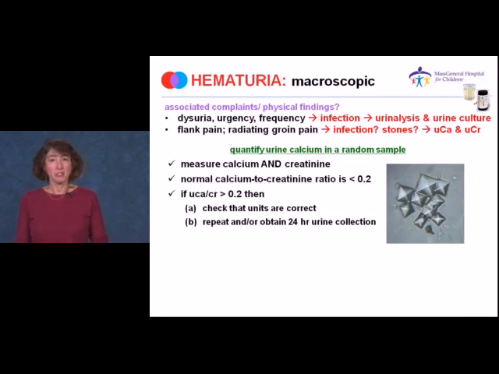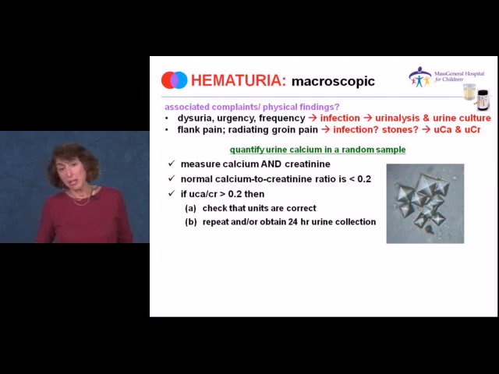So starting with macroscopic hematuria, when you first have the patient who comes in complaining about blood in their urine, you want to figure out what are the associated complaints and physical findings that the patient has. Commonly, if someone has dysuria, urgency, or frequency, you're going to think about infection, and of course you're going to do a urine analysis and urine culture.